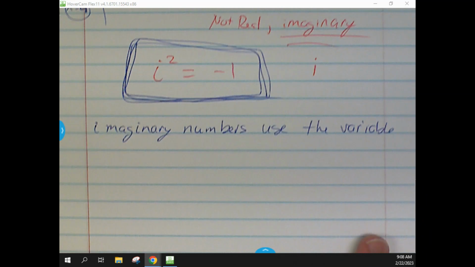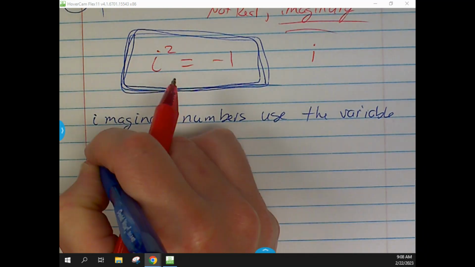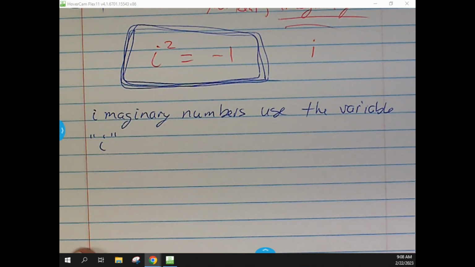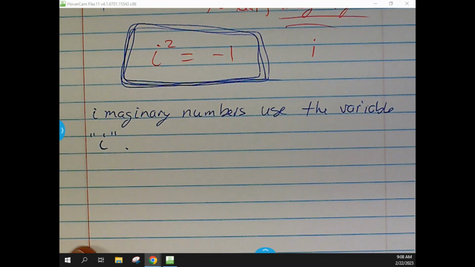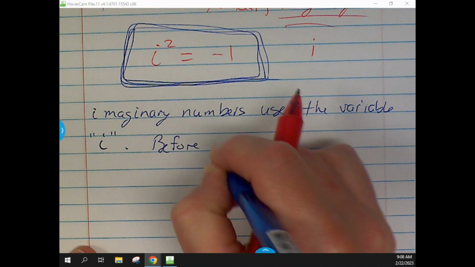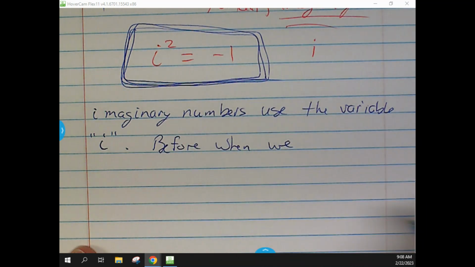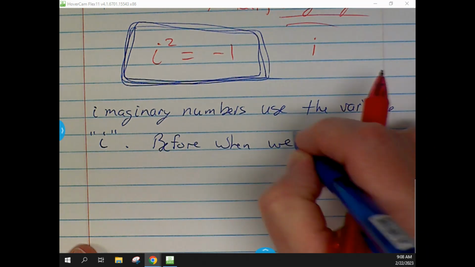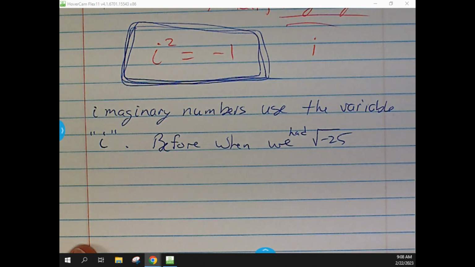Okay, so imaginary numbers are going to use the variable i, and we're going to put it in italics because that's usually the way it's going to look. It's always going to have that kind of curved i to it. And the big thing with this one is that anytime we're working with square roots, before, when we took the square root of negative 25, we had no solution.